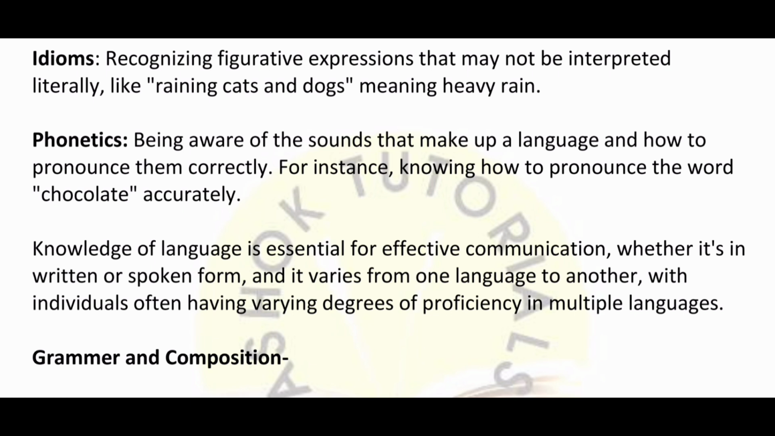Phonetics. See, last time also I told you phone means sound, so it has got something to do with sound. Let us see. Being aware of the sounds that make up a language and how to pronounce them correctly. For instance, knowing how to pronounce the word chocolate accurately. See, we say biscuits as biscuit. We say chocolates as chocolate, right? So we should know how actually the word is to be pronounced, right? School, in English it is school, but in Hindi people call it as school. So this is not the correct pronunciation, right? So you should know how to say biscuits, you should know how to say chocolates, right?